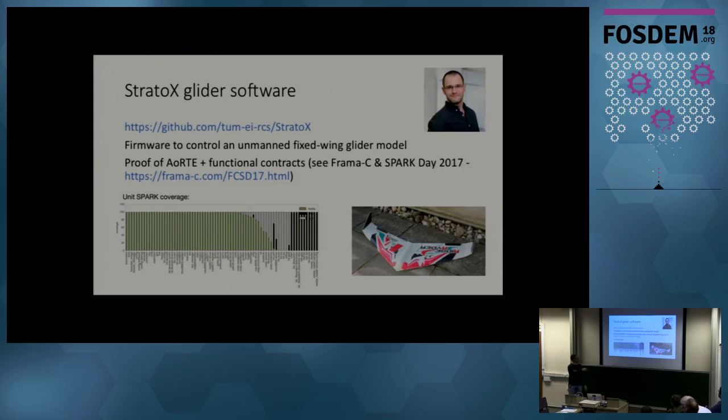What I show here are all the units of code in the software for the glider. All the green here has been proved for absence of runtime errors and some functional properties. The gray ones are the specs that are in Spark, and the black ones are not in Spark. It's an ongoing project, but they already achieved a lot in a very short time.